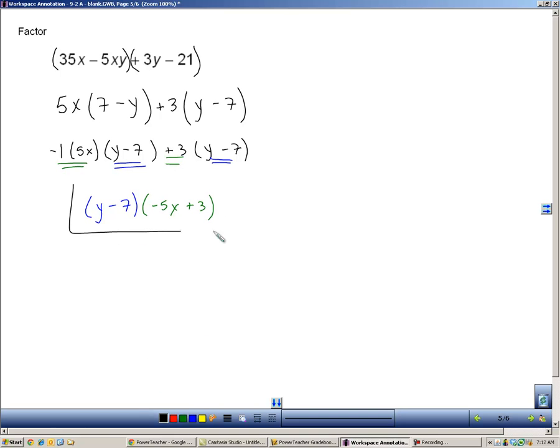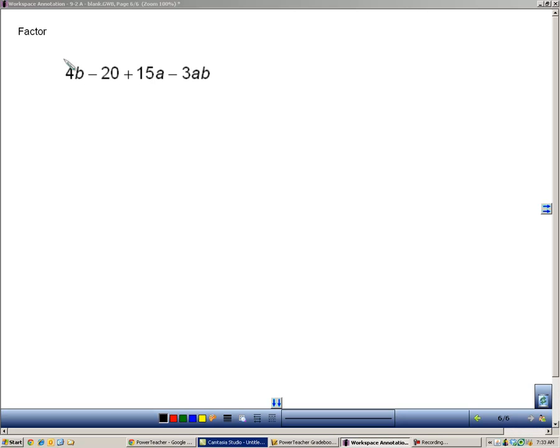This idea of pulling out a negative value right here, removing a negative value from this polynomial, is an important one in grouping, because sometimes you need to do that to make these two binomials match. Here's our last factoring by grouping.